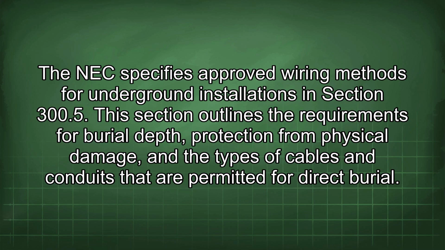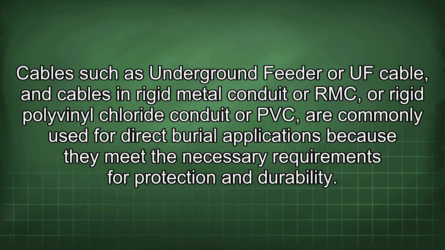The NEC specifies approved wiring methods for underground installations in Section 300.5. This section outlines the requirements for burial depth, protection from physical damage, and the types of cables and conduits that are permitted for direct burial. Cables such as underground feeder or UF cable, and cables in rigid metal conduit or RMC, or rigid polyvinyl chloride conduit or PVC, are commonly used for direct burial applications because they meet the necessary requirements for protection and durability.